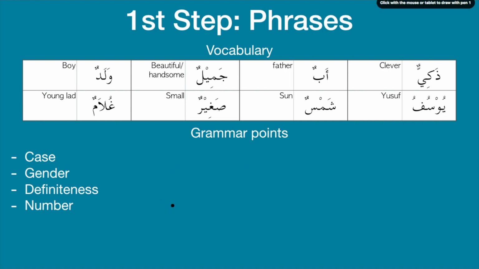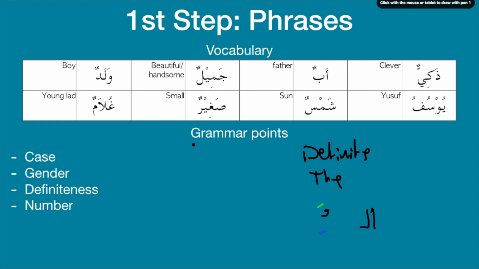And the way that we recognise that is referring back to the cases. If something's definite, if we're saying the boy, the young lad, the father, the son, what we do in Arabic is we put el on the beginning, which means the, and we either have one dhamma, one fatha, or one kasra. That's how we do it.